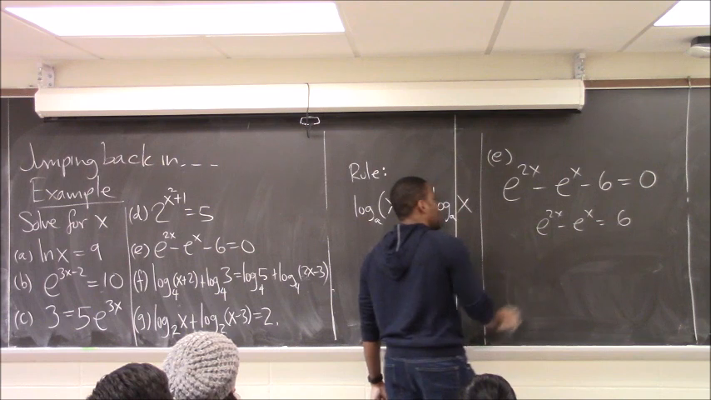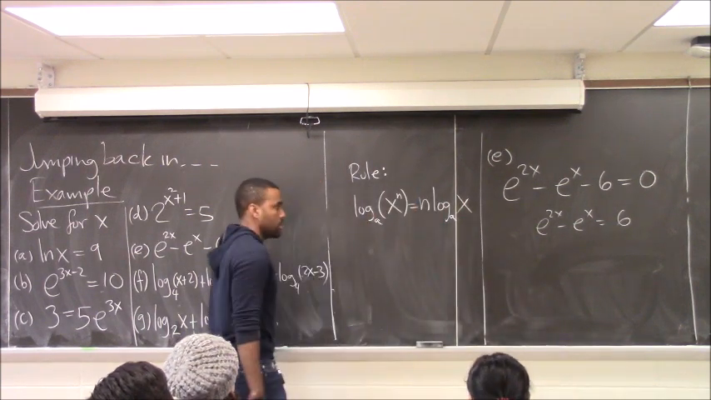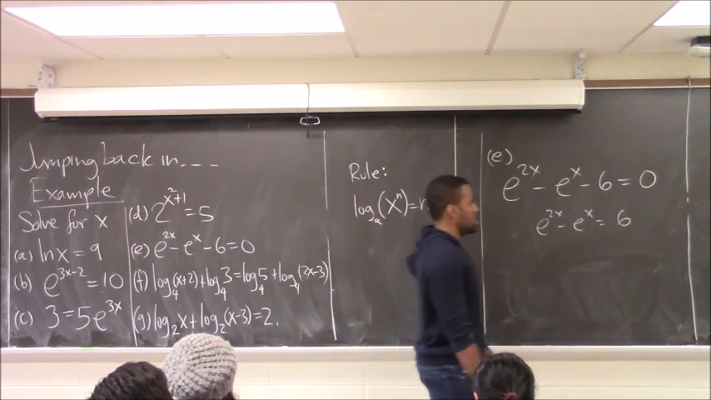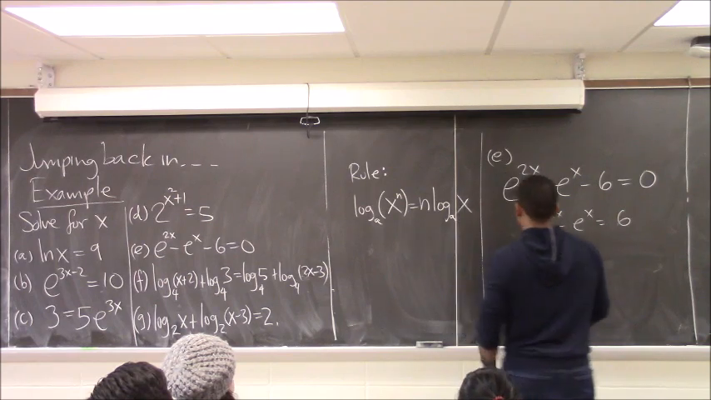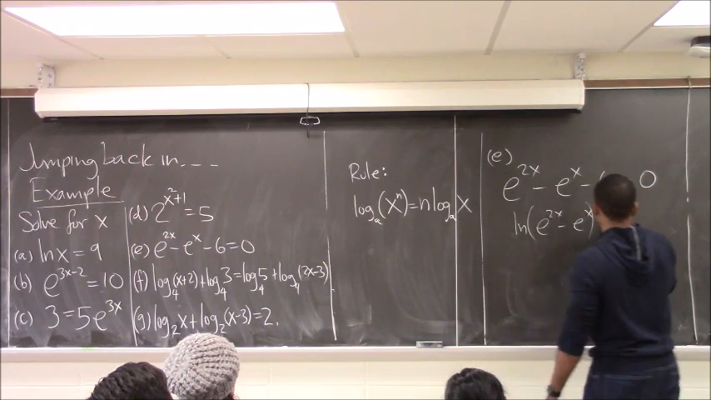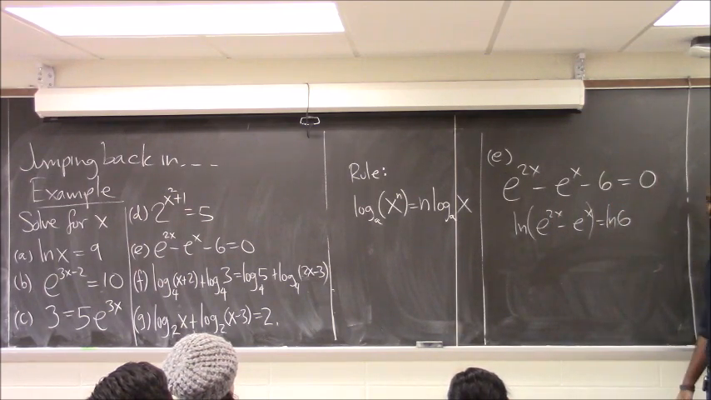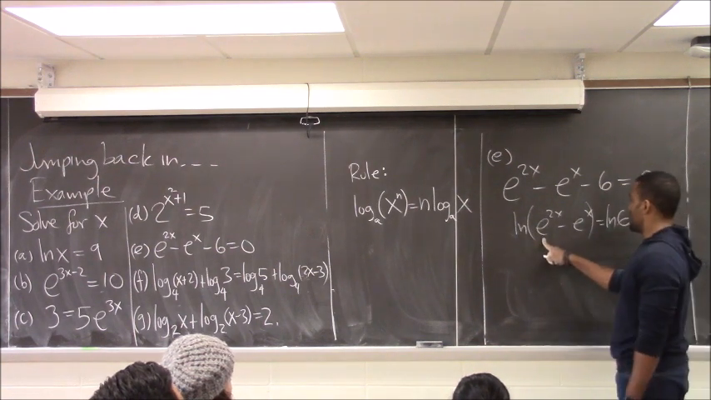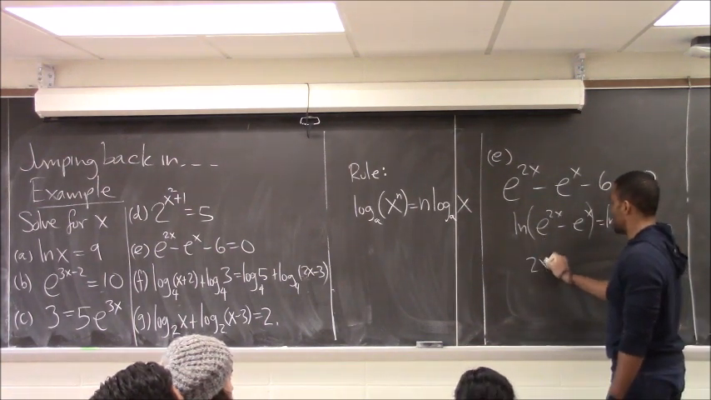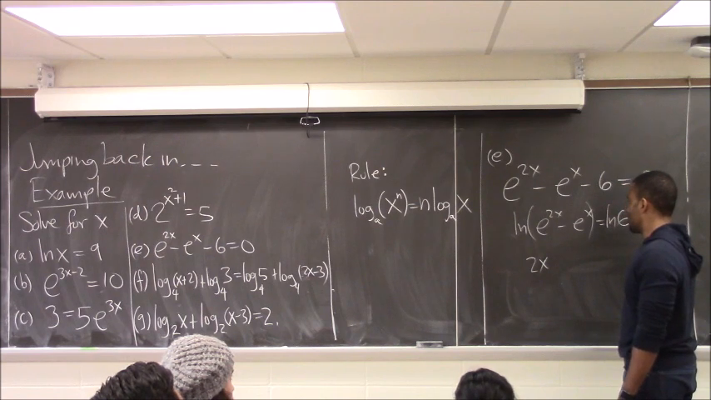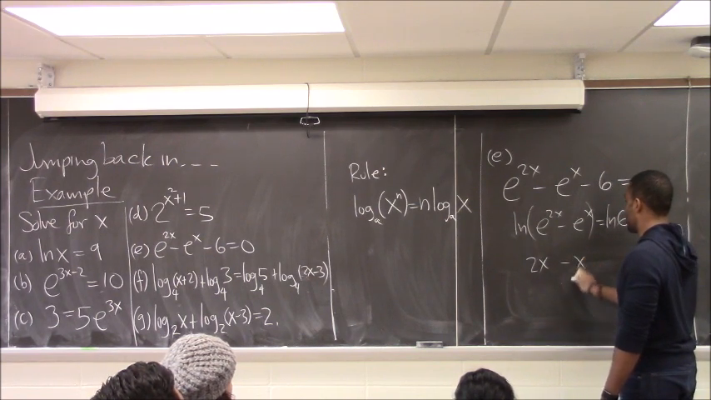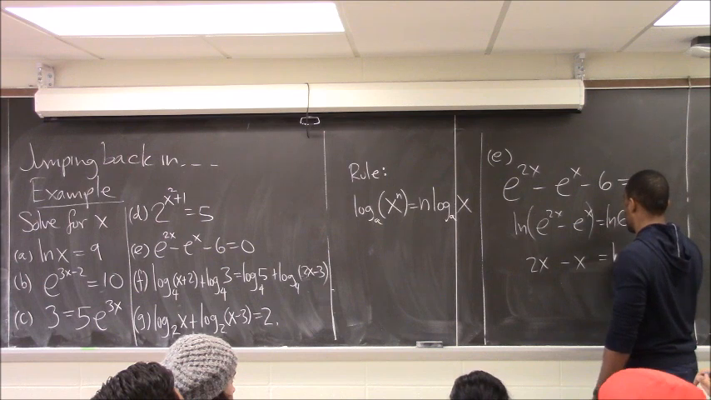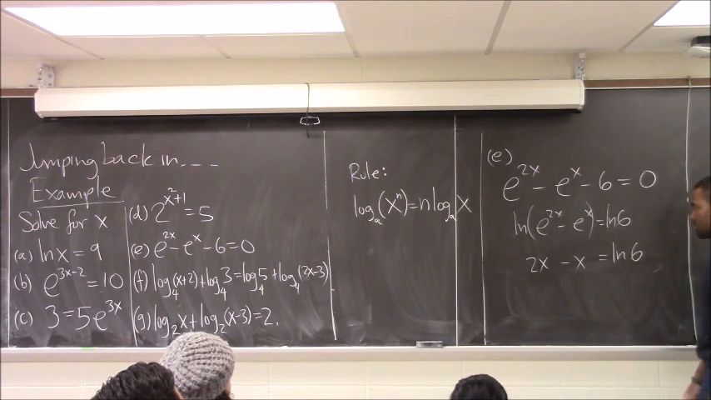So if we did this, what's going on? Just add log on both sides now. Can you do that? Okay, so let's say I ln both sides. What's going to happen? Come again? What becomes 2x? So it becomes 2x minus x. Combine like terms.